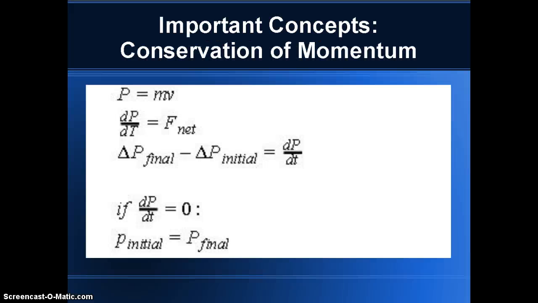An important concept we have to go over is conservation of momentum. Fairly simple. P is equal to mv, or momentum is equal to mass times velocity. The change in momentum over time is equal to F net. If the change in momentum over time is 0, then P initial is equal to P final, thus conserving momentum.